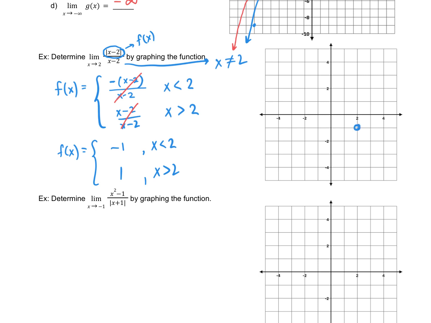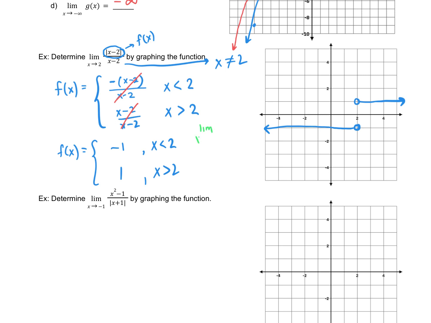So I'm going to put my hole when x is 2 for a y value of -1. And here we are. And when x is greater than 2, there's a hole at 1 and then a horizontal line. And there we are. And now if I want to evaluate the limit, I can clearly see it does not exist.